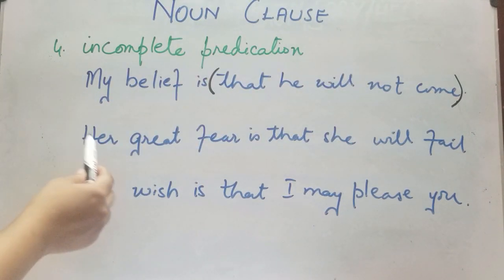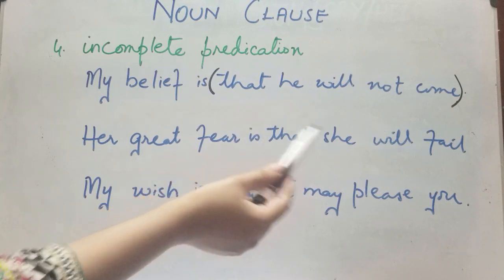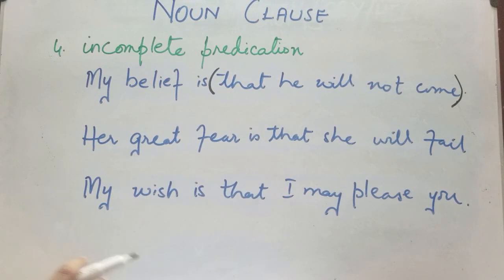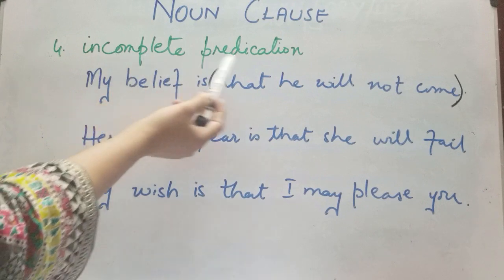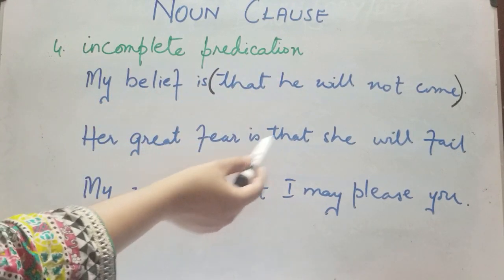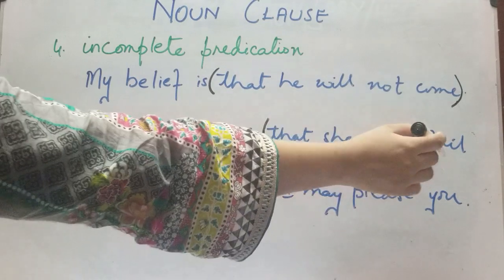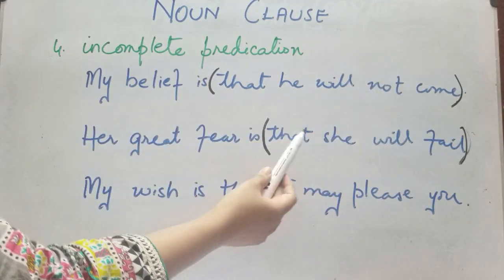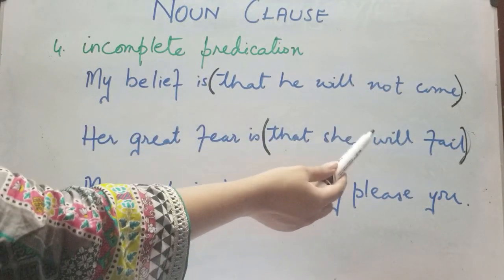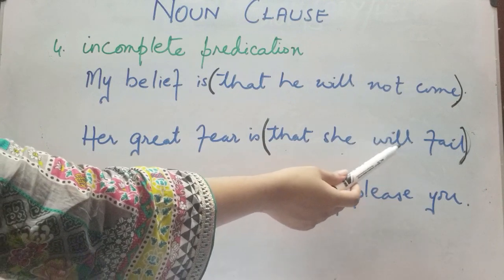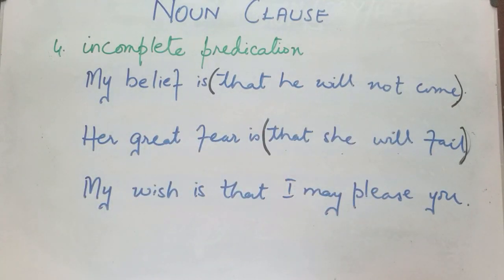The next one is, her great fear is that she will fail. Again it's a fear. She is not so sure about it. She just has a guess that she is going to fail. So that is an incomplete predication. Her great fear is that she will fail. Again over here you have the noun clause, starting with the subordinating conjunction, then the subject, then a helping verb, and finally a verb.